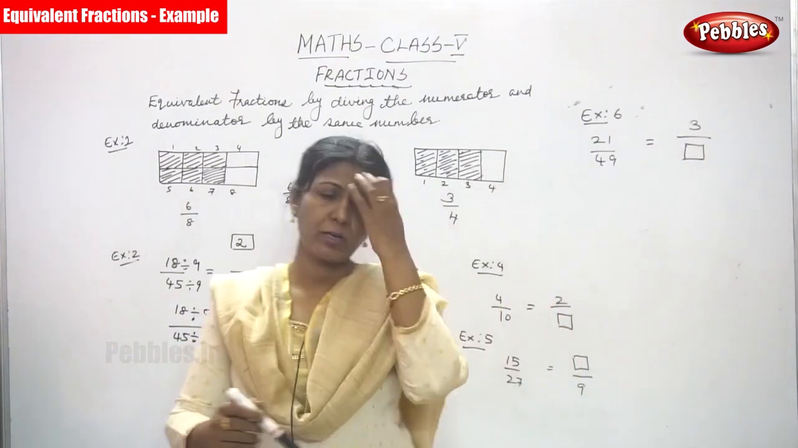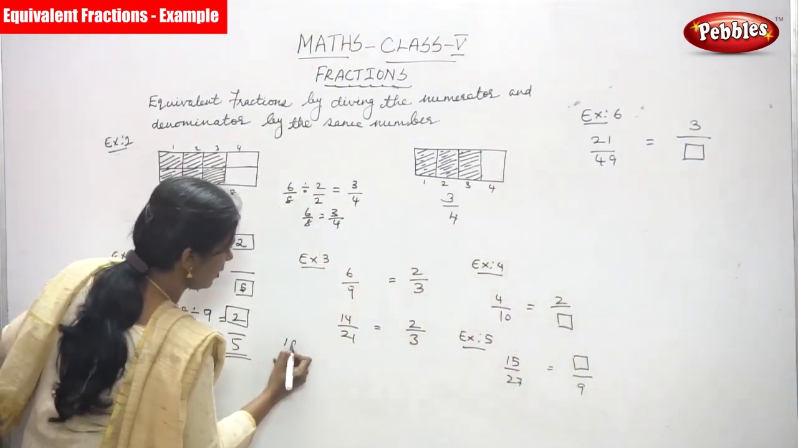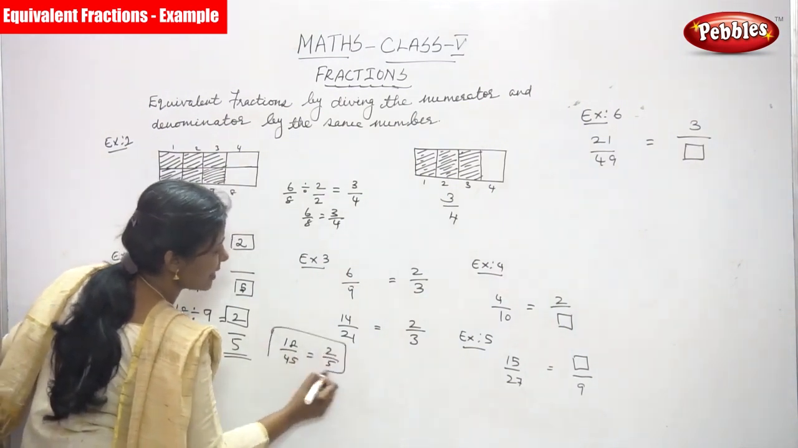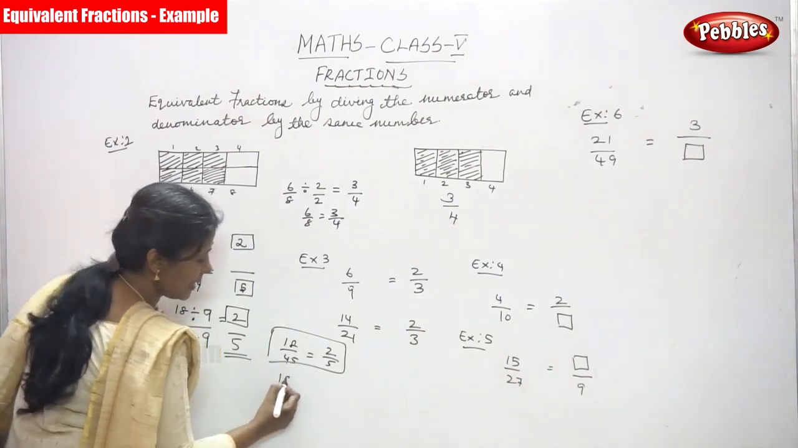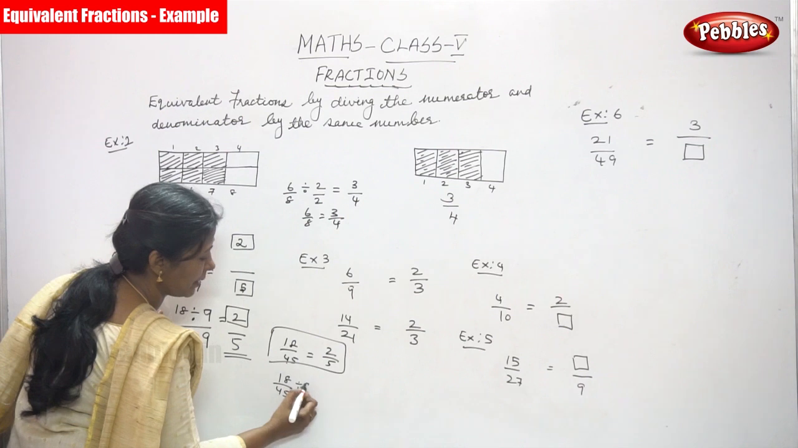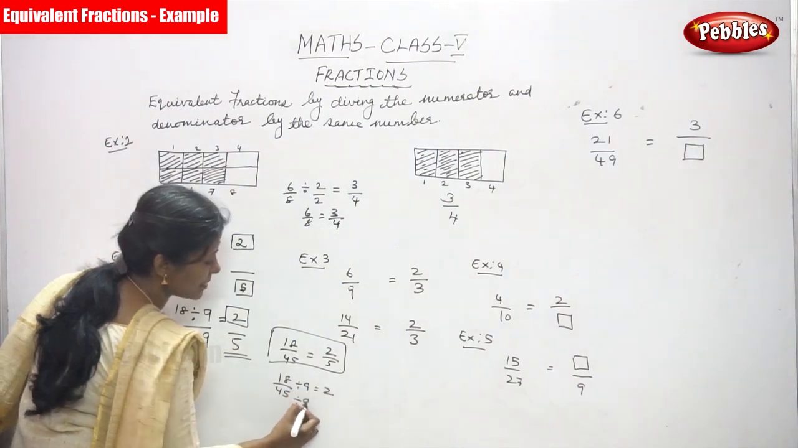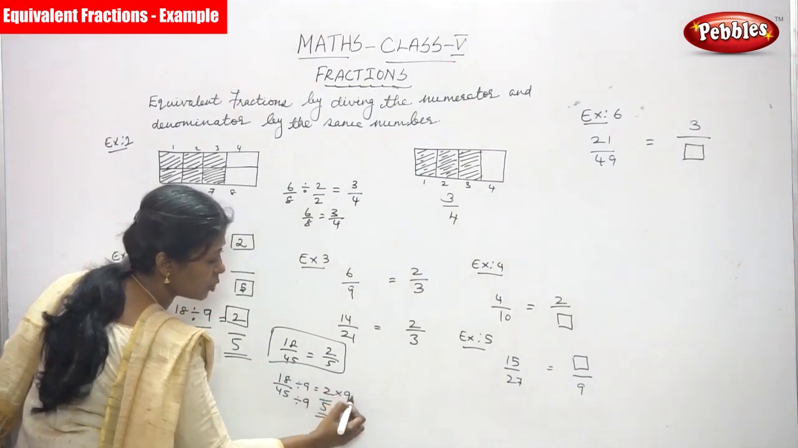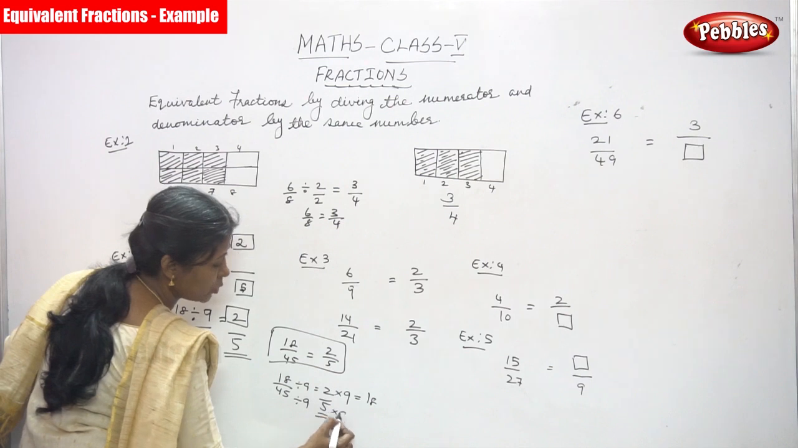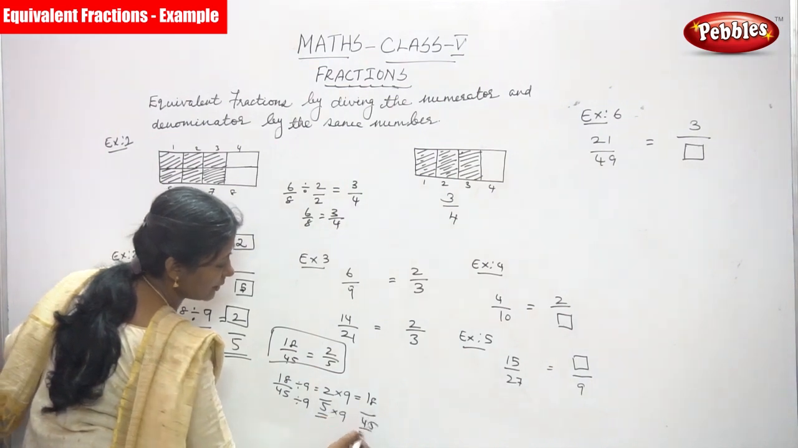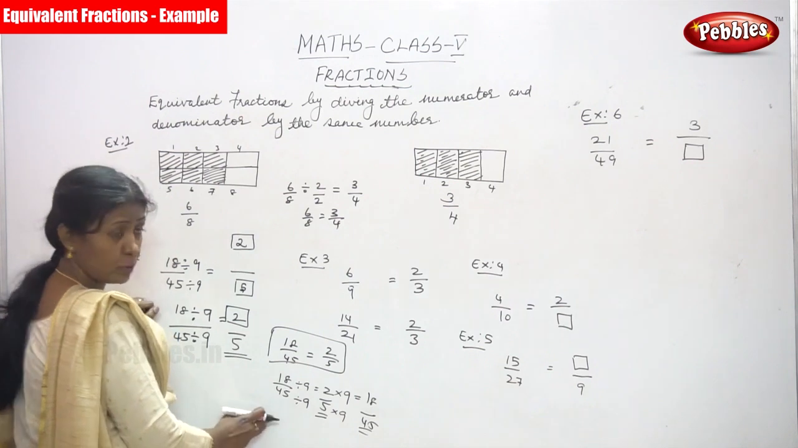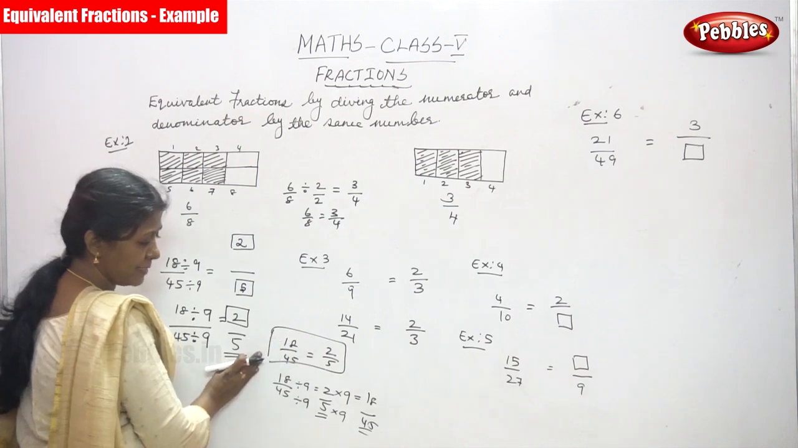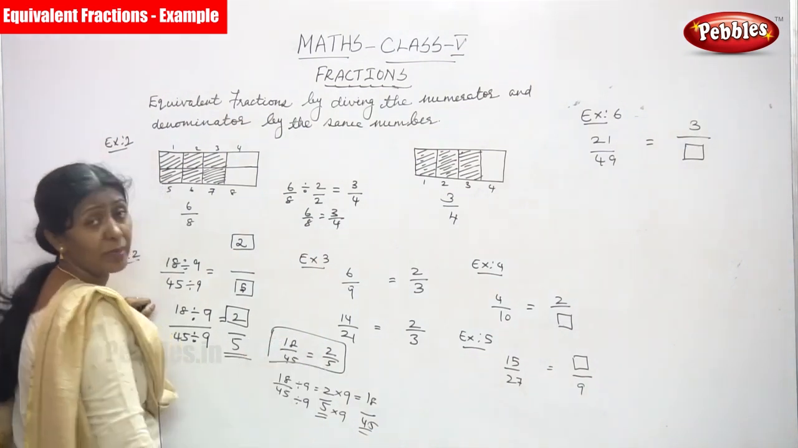So 18 by 45 is equal to 2 by 5. So this is the equivalent fraction, because 18 by 45 divided by 9, you can get 2 by 5. And if you multiply 2 into 9, you get 18, and 5 into 9, you get 45. The same question will also come. So 2 by 5 is equivalent to 18 by 45. So these two are equivalent fractions.